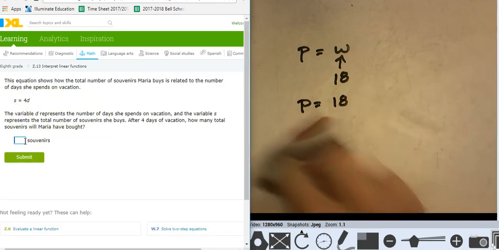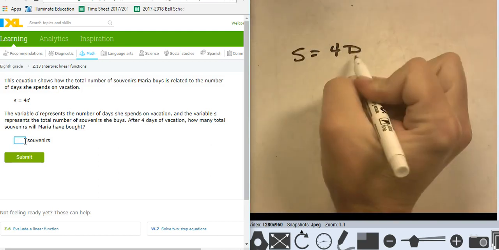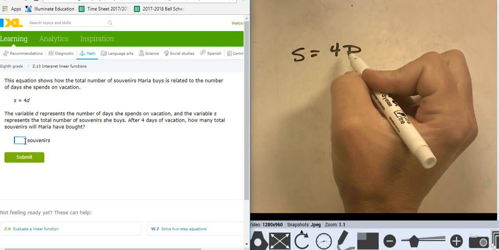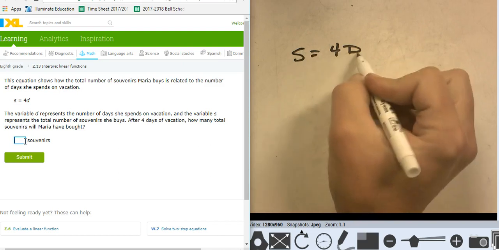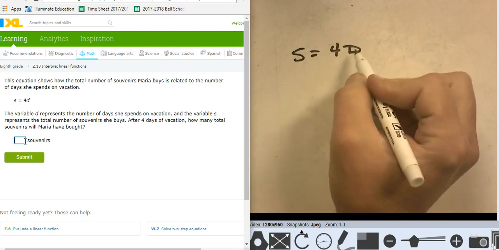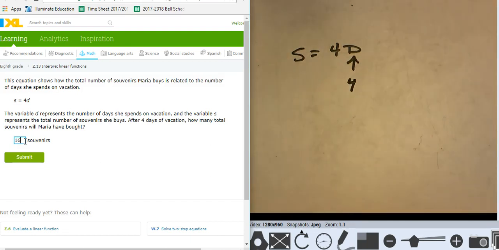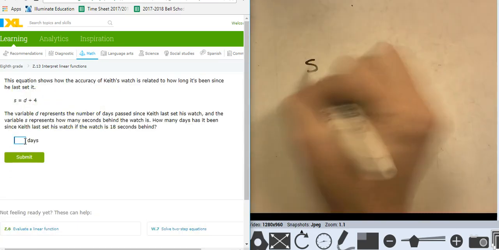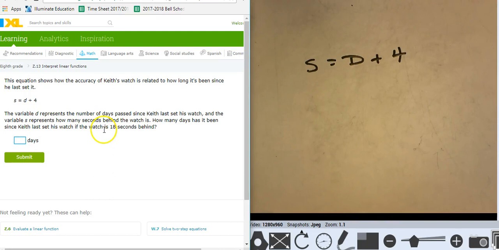Brilliant. Thank you. This one, I have S equals 4D, where Maria is buying souvenirs, 4 souvenirs every day. So after one day she has 4 souvenirs, 2 days she has 8, 3 days she has 12. After 4 days, 4 times 4, she has 16 souvenirs. Here's my function. S equals D plus 4. So the equation where D represents the number of days.